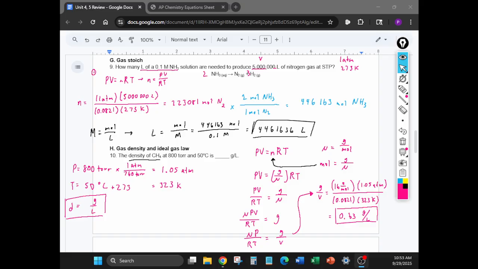All right, guys, so pretty much just plug and chug from here. Molar mass of CH4, you can just get from the periodic table. C is 12, hydrogen is 1 each, so 16 grams per mole for the molar mass. Pressure is 1.05 divided by the constant, and divided by the temperature, 323, and that should give you about 0.63, and the units of measurement are grams per liter.